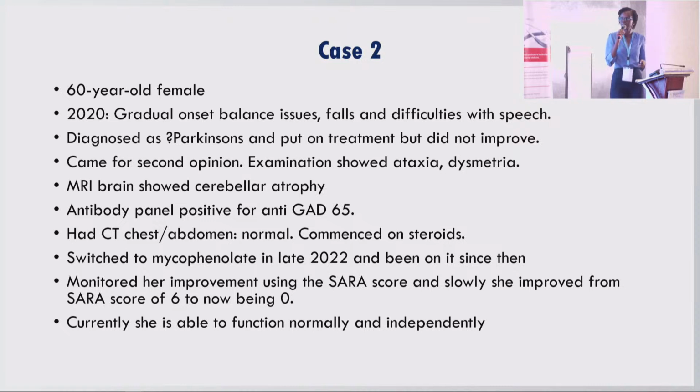Her antibody panel was positive for anti-GAD65. She had a CT chest and abdomen that was negative for malignancy, and she was started on high-dose steroids, eventually switched to mycophenolate, and has been on that ever since. And we've been monitoring her treatment over time with the SARA score, which has improved from a SARA score of 6 to a current score of 0, and she's currently functioning independently.